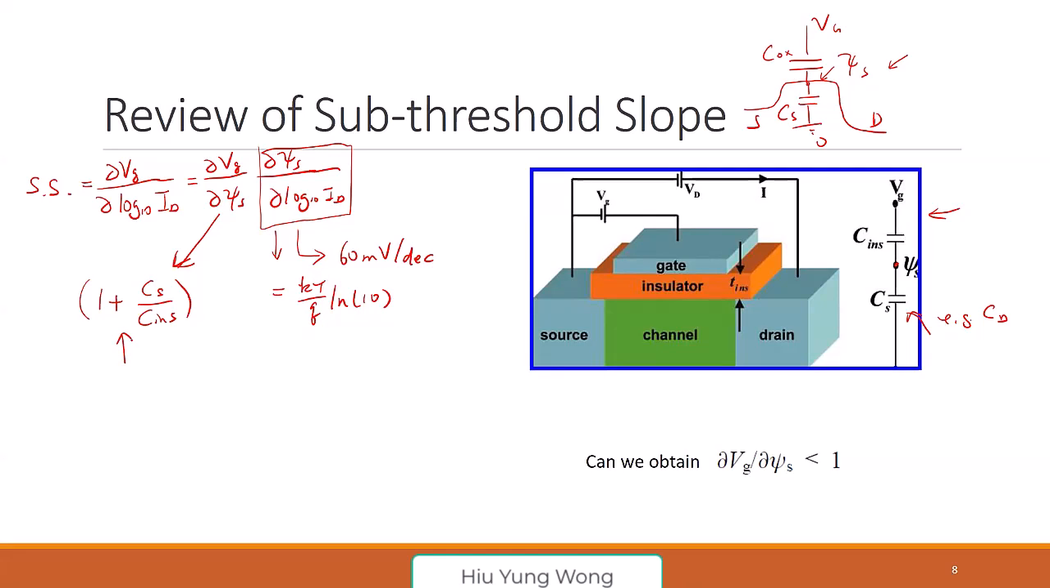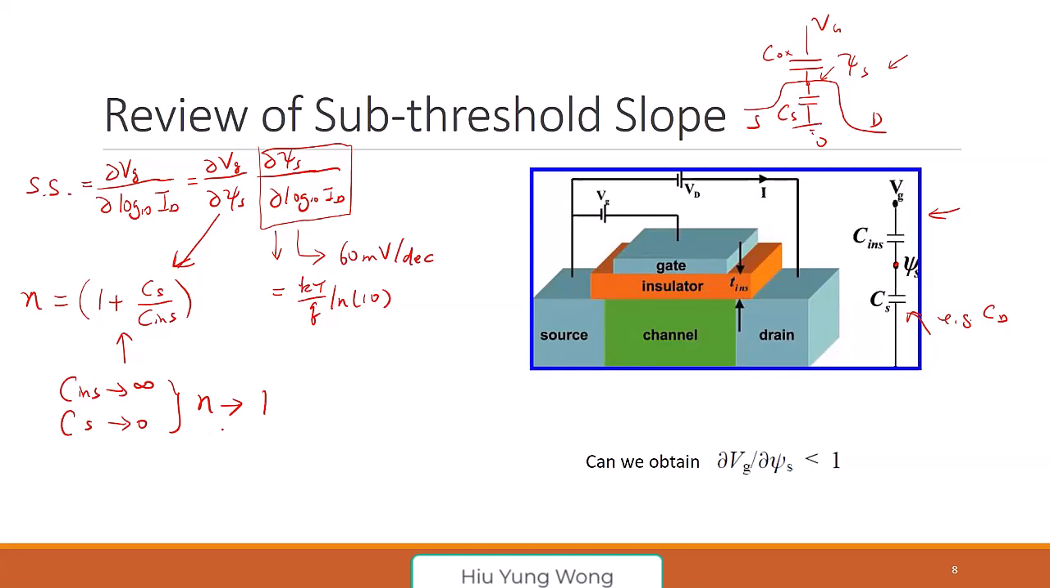Now, you may say, well, why don't I just reduce this? Can I make this one small? For example, let me make Cins very large capacitance, or let me make this one very small. Then what will happen? This is the so-called n, right? n becomes what, when the Cins is very large? 1. I mean 1, right? But then overall is still how much? 60 millivolt per decade.